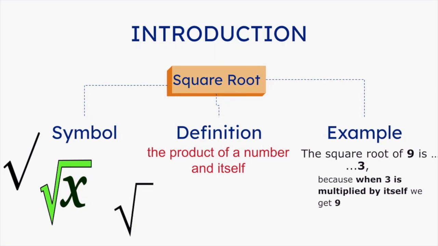Yeah, that's as clear as mud, Coach Givens. Let me say it again. The square root of 9 is 3. Because when 3 is multiplied by itself, we get 9. So when you're thinking of square roots of numbers, what you need to think is what number times itself will give me 9. And in this instance, it's 3.